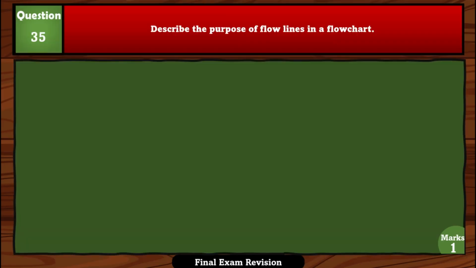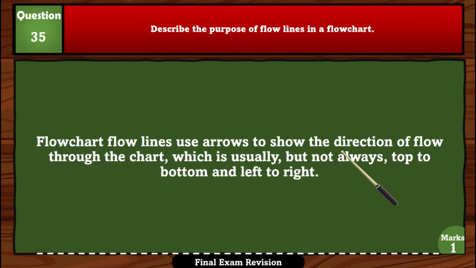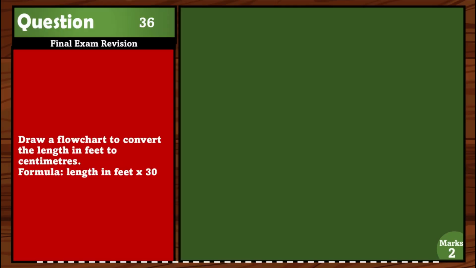Question 35. Describe the purpose of flow lines in a flowchart. Flowchart flow lines are used to show the direction of flow through the chart, which is usually but not always top to bottom and left to right. Question 36. Draw a flowchart to convert the length in feet to centimeter. Formula is length in feet multiplied by 30.